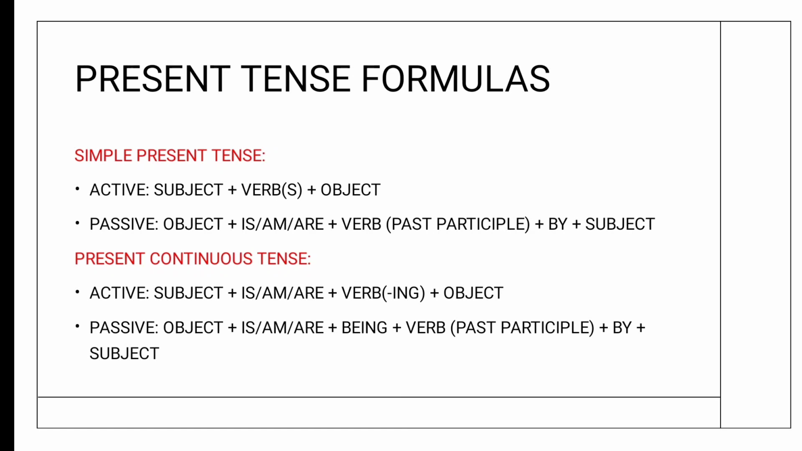For example, I am washing my clothes. I is the subject, am is the be form, washing is verb plus ing, and my clothes is the object. This is how it will be the normal active form of the present continuous tense. Now we have to convert it into passive voice. So to convert to passive voice easily, the object will come into the subject place, that is, my clothes will come into the subject place.